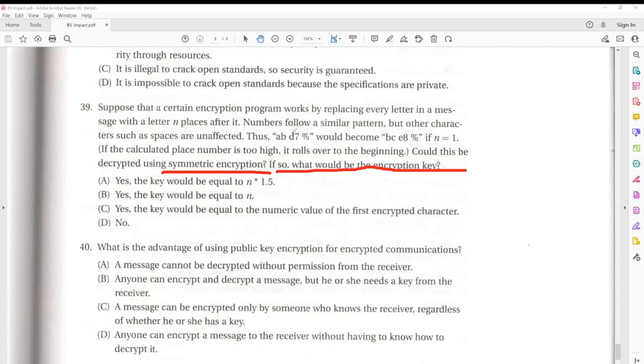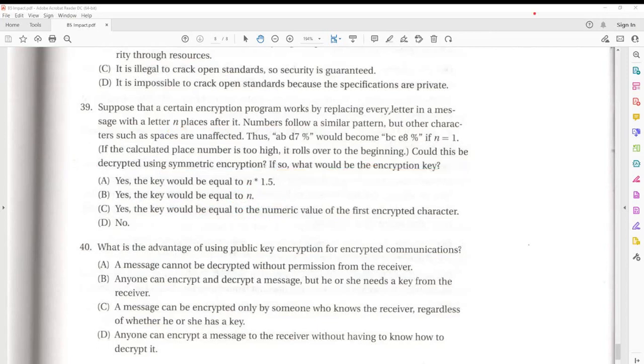Okay, so basically we have n equals 1. Let's see here. Actually, the letter n is replaced. So every data message has a letter n replaced after it. So now you need to go back. So for this one, 39, the key is equal to n, that would be symmetric. So b minus n.